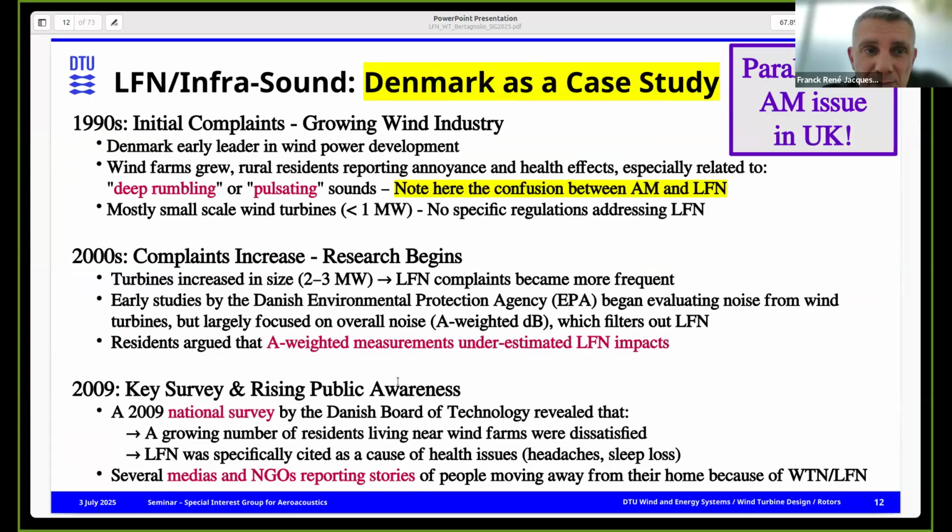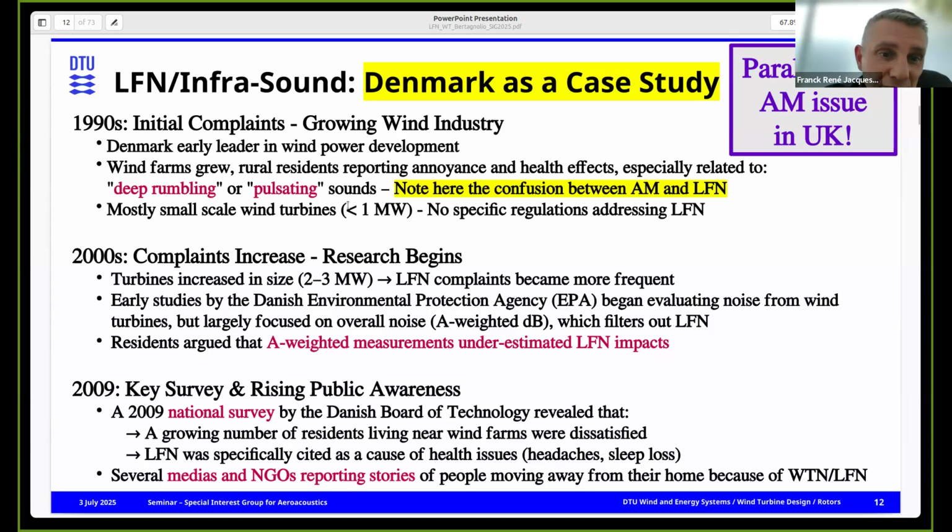I will take Denmark as an example. What happened with the low frequency noise across the years? I will go fast, but low frequency noise has been a problem in Denmark, and it has been discussed a lot. I would like to make the parallel with amplitude modulation. I guess you have heard of that if you follow what's happening with the wind industry. Amplitude modulation has been a big issue in the UK, and I'm pretty sure that what I will explain now is more or less what happened in the UK as well. But it started very early in Denmark, because they were one of the first to implement this large-scale wind industry.